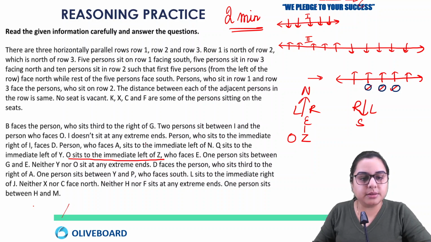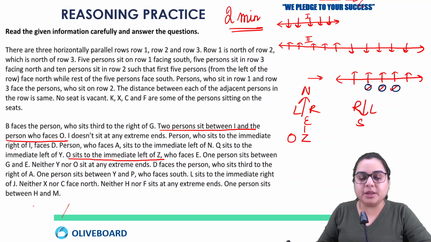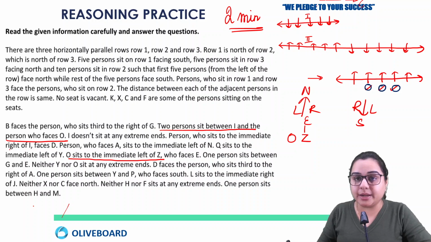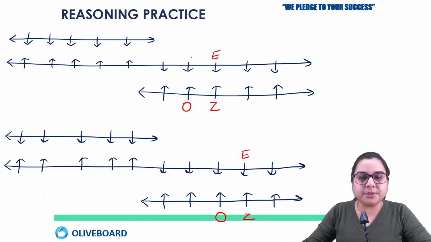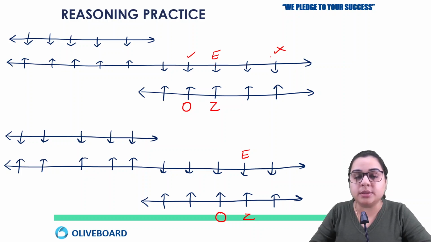That two persons sit between I and the person who faces O. So that means the person who faces O, and there are two persons between these two people, that is I and the person who faces O. And there is one more piece of information, that I does not sit at any of the extreme ends. Okay, so now let's check this. Opposite to O is this position, and leaving two positions I have to make it I, but here I cannot write I because I cannot come at the end.